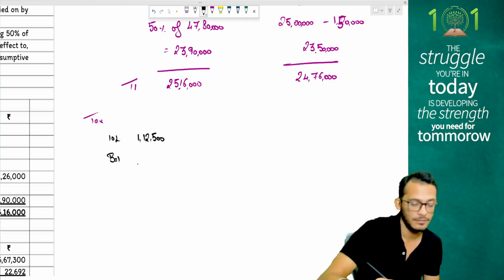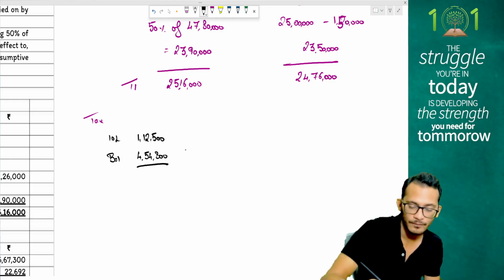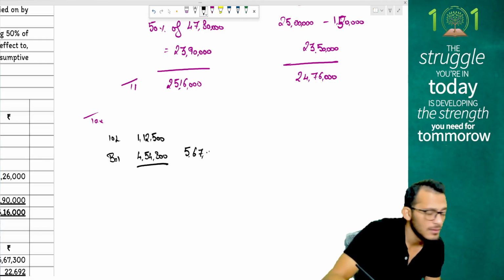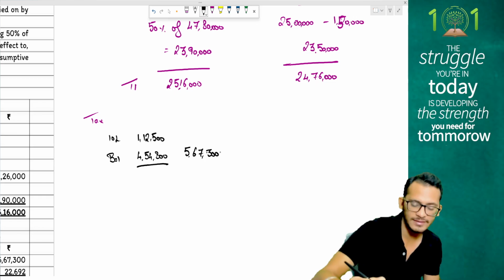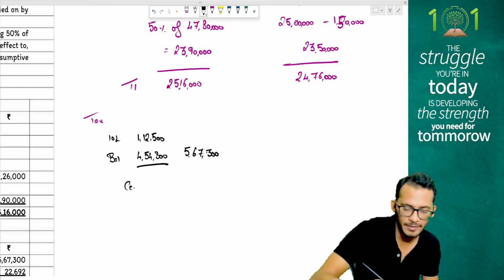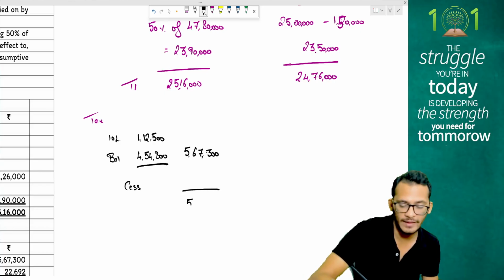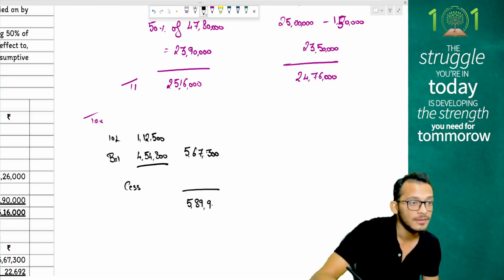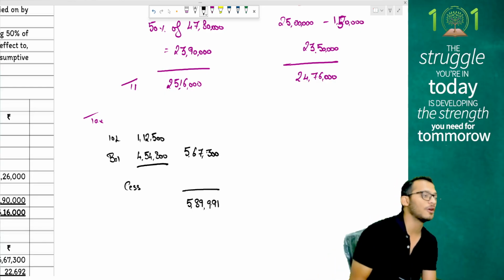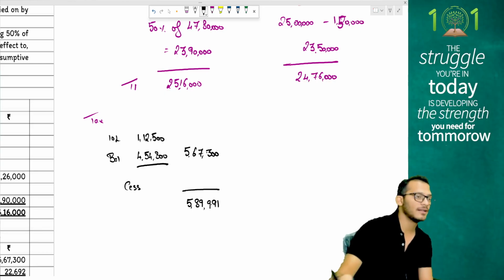Total, final total, 4 lakh 54,800, totaling tax to 567,300. Adding the number becomes 589,991, which is correct. People, round off only happens at the final stage.